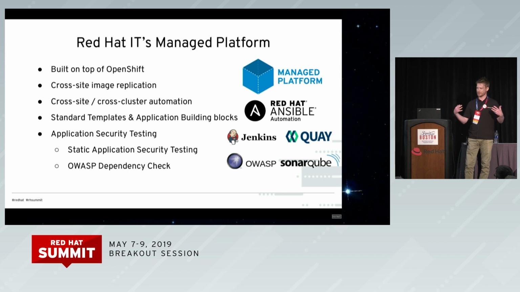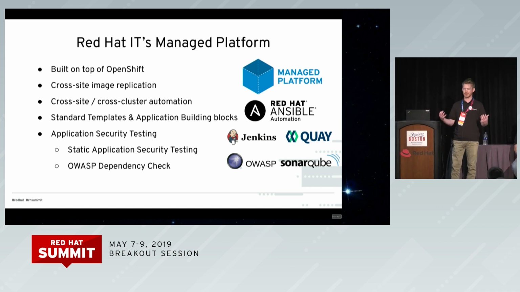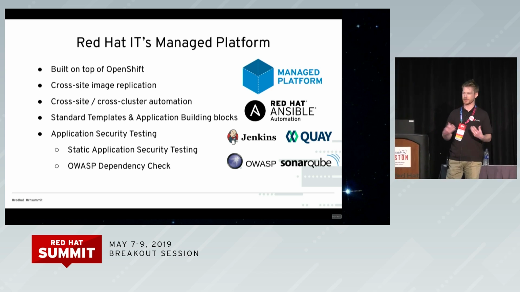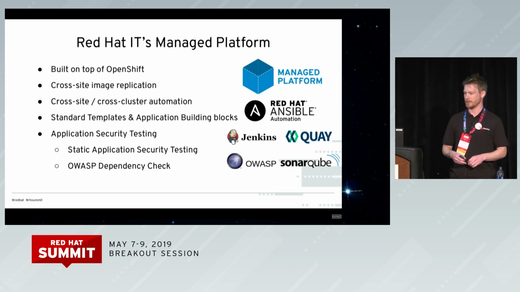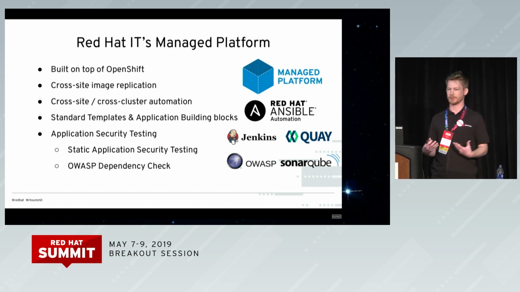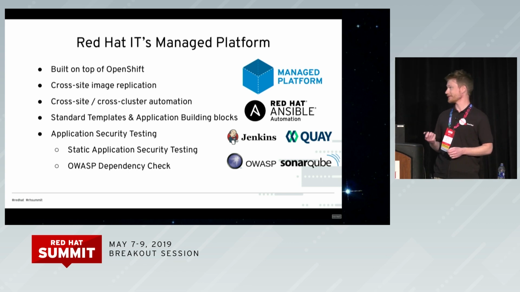So let's talk about some of the tools that go alongside our OpenShift offerings within Red Hat IT. We have this service within Red Hat IT. We call it the managed platform. That's kind of the marketing term we've given it. It's a combination of all of our OpenShift clusters, but it also includes other utility services that are wrapped around it, including Red Hat Quay, a centrally managed Jenkins service, and we use a lot of Red Hat Ansible to automate everything.